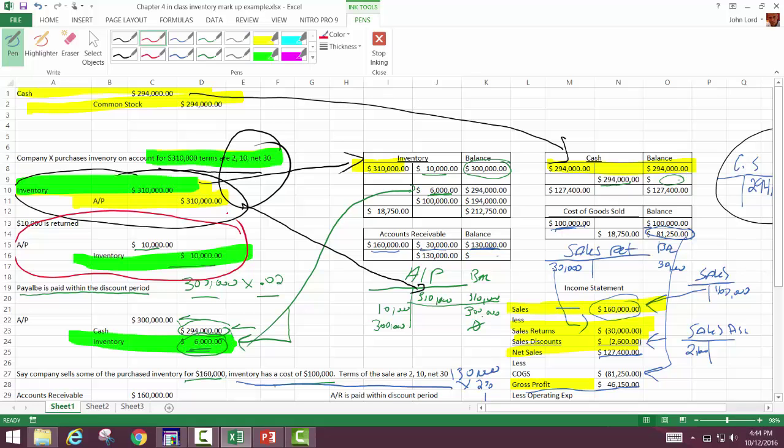So if we're going to send back the inventory, do we still owe the guy the $10,000 for that inventory? No, we don't. So what do we do? We go ahead and we debit the accounts payable for $10,000. And when we debit it, now it's showing that I only owe him $300,000 because I'm sending that stuff back, right? And since I'm sending that stuff back, it's not going to be in my inventory anymore. So I go ahead and I do what? I credit my inventory, and now the inventory balance is showing the amount that I have kept, $300,000 worth, right? So I sent that back to him.